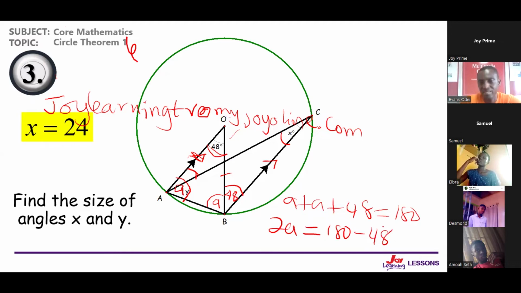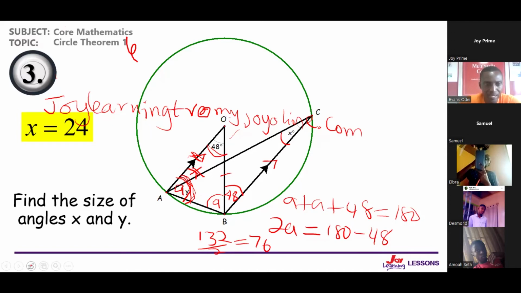If you do that subtraction, you have 132. Dividing that by 2 will give us 76, right? Great. So it means that the whole of this angle here is 76. Then we subtract x from that angle because we've already established that the point here is x.